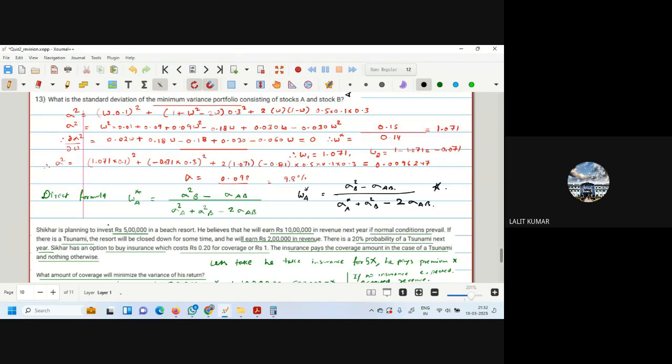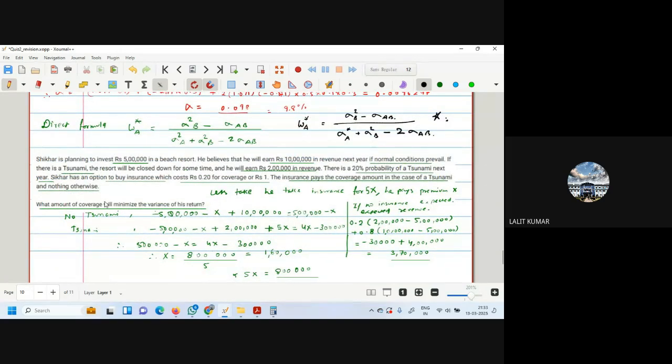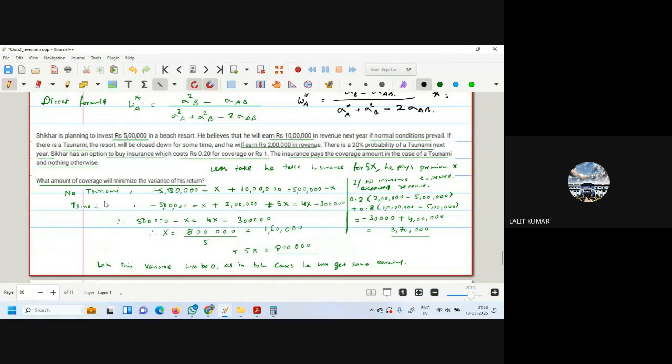But in case you forget this formula, you can do it by solving this equation also. There is no problem. You put W and 1 minus W, solve this, take the derivative, put it equal to 0, and then you can get the W. Okay, now we go to the next question.